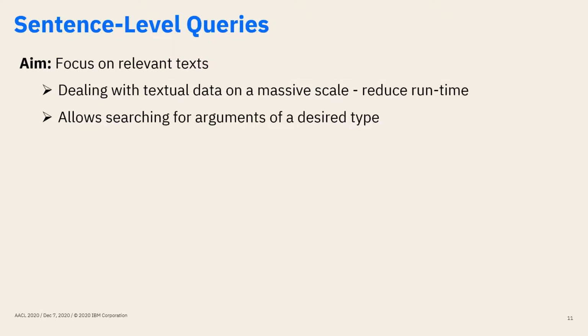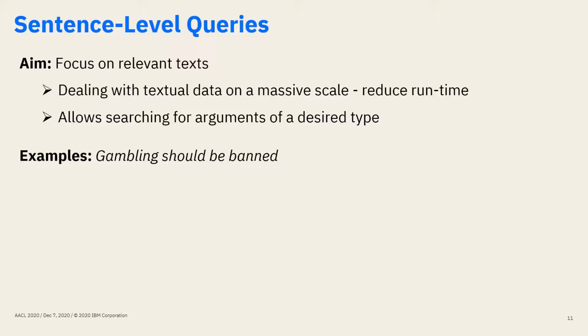As we mentioned earlier, the aim of the queries is to focus on textual regions in the corpus that are enriched with relevant arguments. One of the reasons we chose sentence-level queries is that they allow us to search for arguments of a desired type. To understand how this is done, let's have a look at the following example. This query looks for arguments of type study evidence.